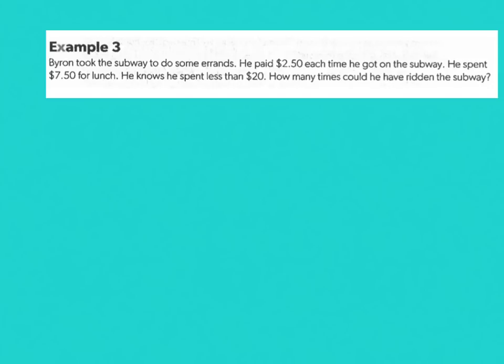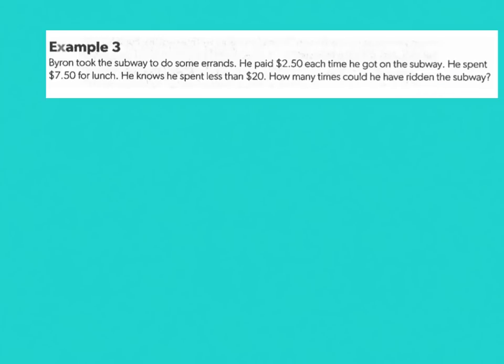The last story problem on this video says Byron took the subway to do some errands. He paid $2.50 each time he got on the subway. He spent $7.50 for lunch. He knows that he spent less than $20. How many times could he have ridden the subway?